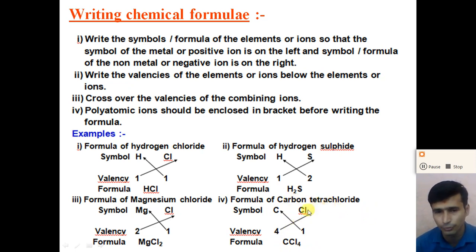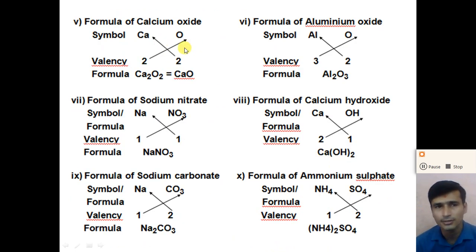Tetra means 4. So the valency of the carbon atom is 4, so we write 4 chlorine combined with the carbon atom. So we write the chemical formula of the carbon tetrachloride is CCl4. The valency of the chlorine is combined with the carbon, we get the C, and the valency of the carbon, 4, is combined with the chlorine, we get the Cl4. So here we can say that 4 chlorine atoms are combined with the 1 carbon atom, we get the CCl4, carbon tetrachloride, right?